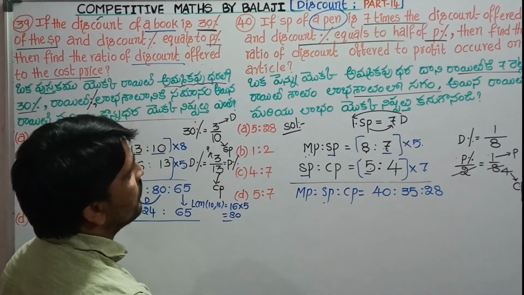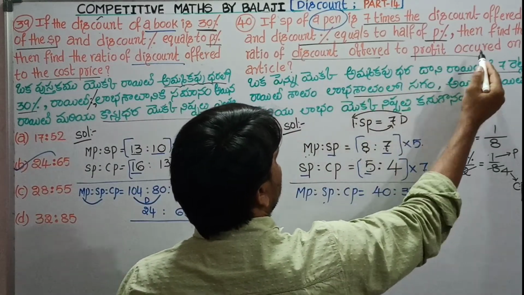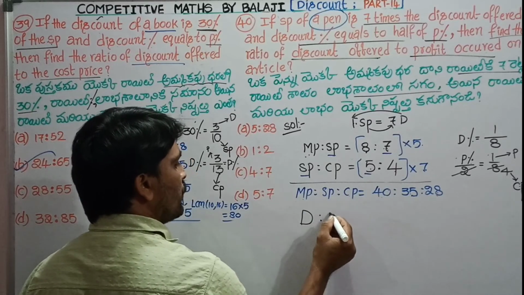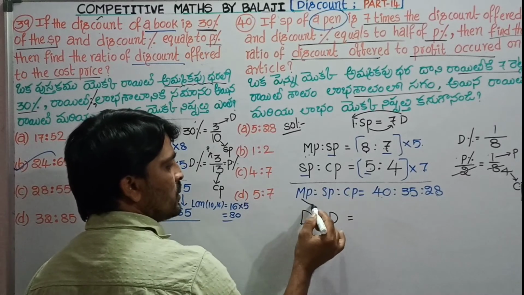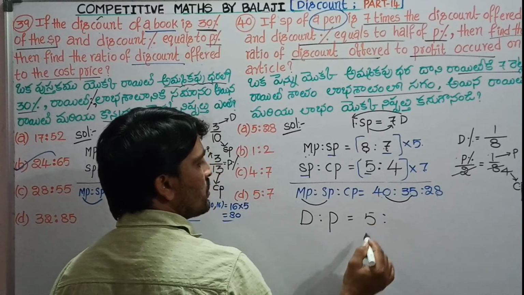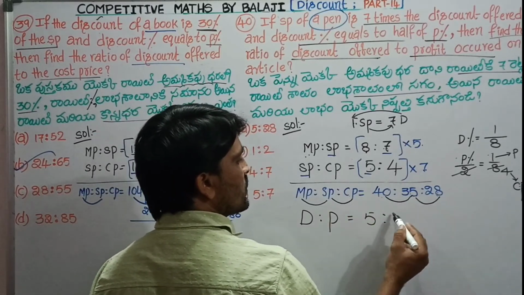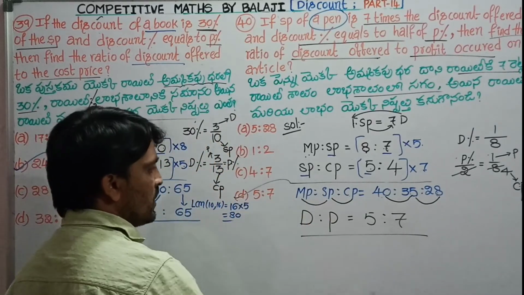Now we have to find the ratio of discount offered and profit occurred. So we have to find the ratio of discount and profit on the pen. Discount is the difference between MP and SP. Difference is 5 units. Profit is the difference between SP and CP. Difference between these two is 7. So the answer is 5:7. So the answer is D.